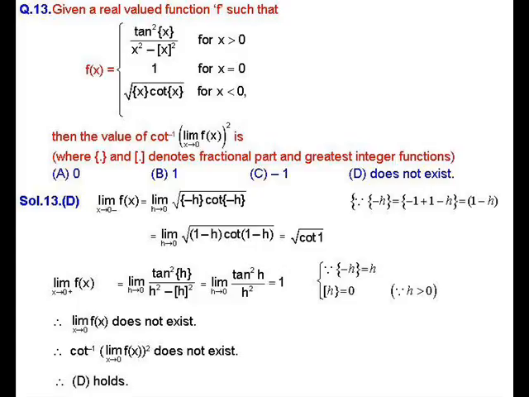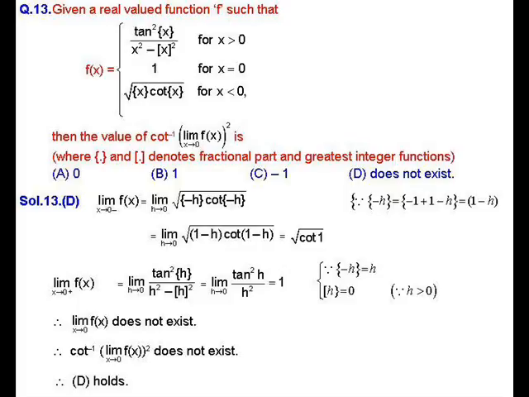The right hand limit is given as limit x tending to 0 positive f(x), that will be equal to limit h tending to 0 of tan of the fractional part of h, the whole square, divided by h square minus the greatest integer of h, to the whole square, according to the definition of the function when x is greater than 0. Okay, similarly as above, here also we have the fractional part of h, and we know h lies between 0 and 1. So the fractional part of h is nothing but h, and the greatest integer of h is also 0 because h is just greater than 0.